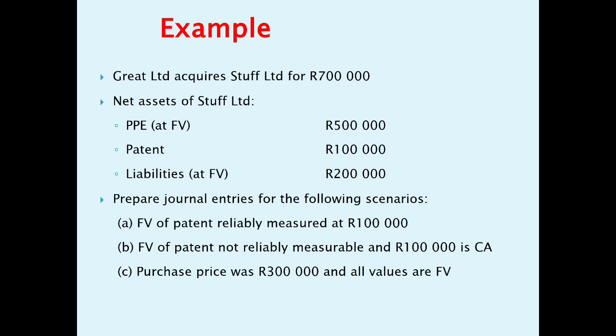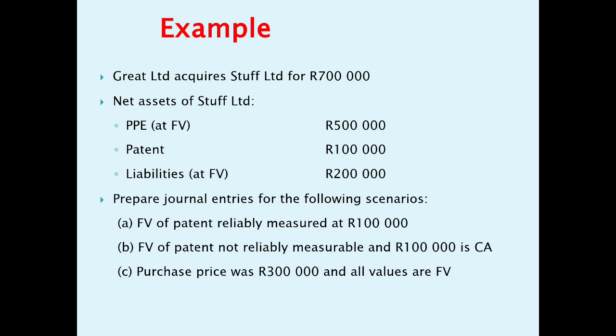Basically, you're acquiring a business. What does it mean? I'm buying a whole business. Very simple technique. First, A. You need to record the journal entries. The fair value of the patent is reliably measured at 100,000. So the patent is measured at 100,000, and you're going to pay 100,000 for the patents.